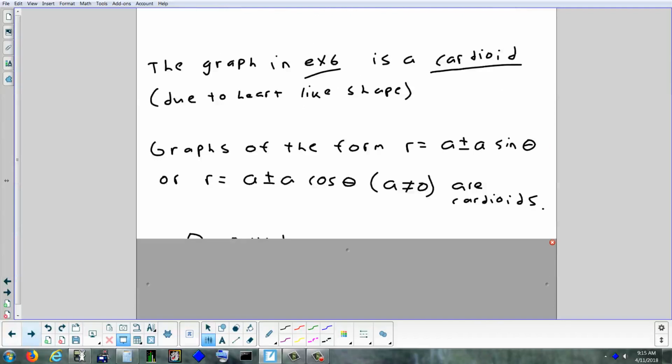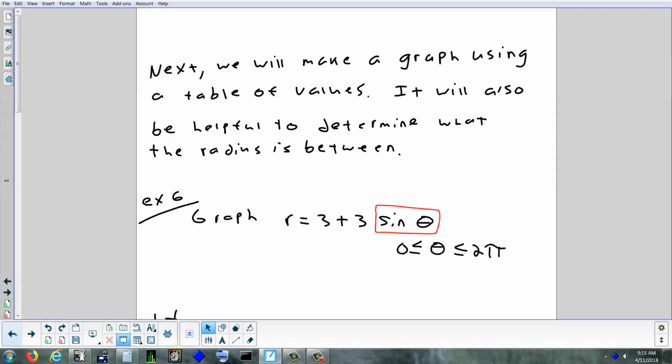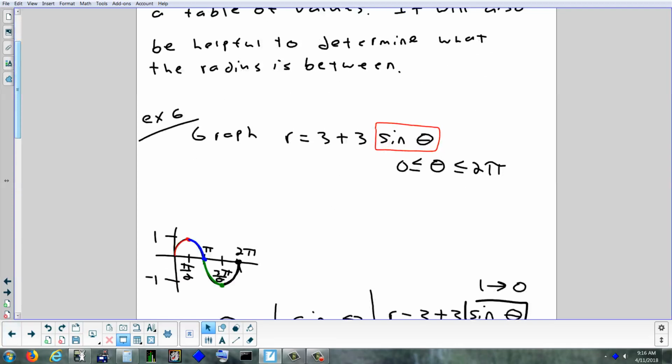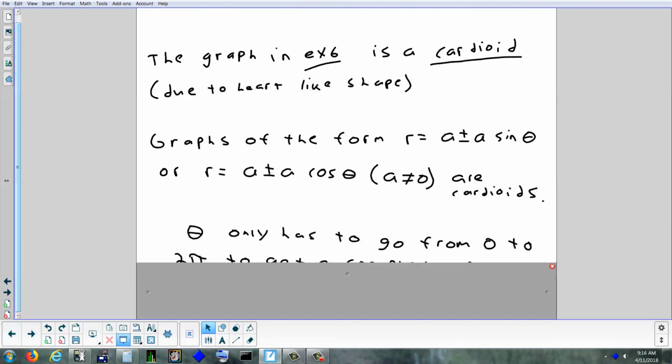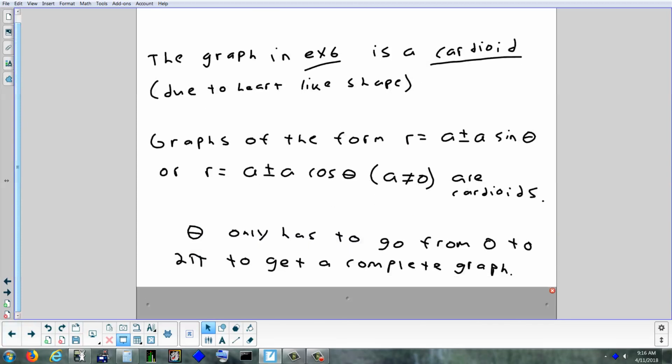So basically, anything of that format, where you have a plus or minus a sine theta, we have 3 plus 3 sine theta, that format is called a cardioid. Okay. Obviously, a can't be 0. That would wipe out everything. But theta only has to go from 0 to 2 pi to get a complete graph. If you go beyond 2 pi, you're going to trace over this graph you already have.